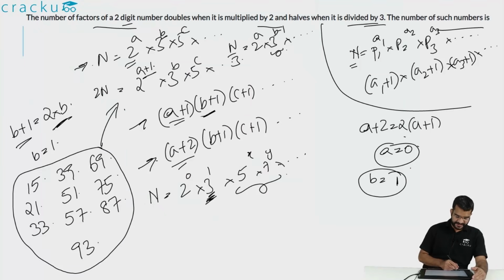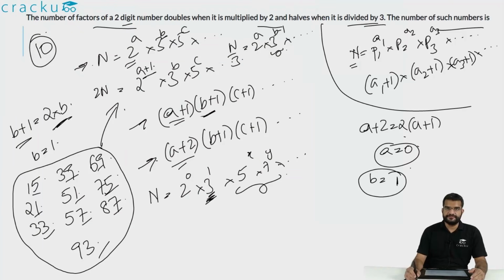So these are all the numbers which satisfy the given property. And how many such numbers are there? It is 1, 2, 3, 4, 5, 6, 7, 8, 9, and 10. We have 10 such 2-digit numbers.